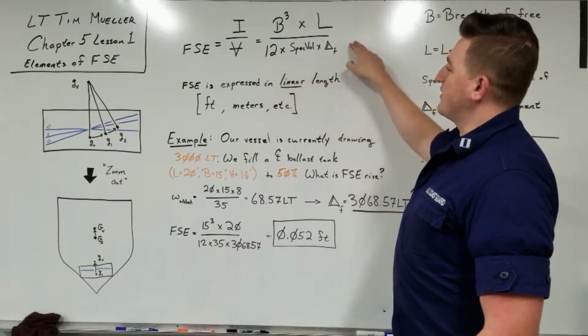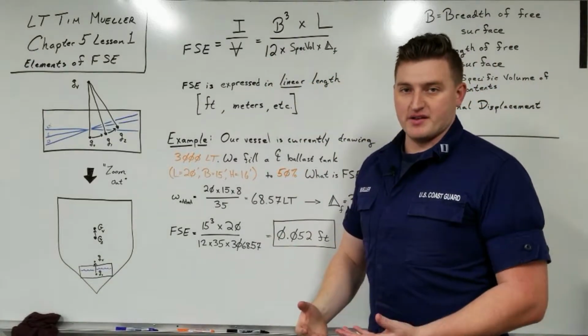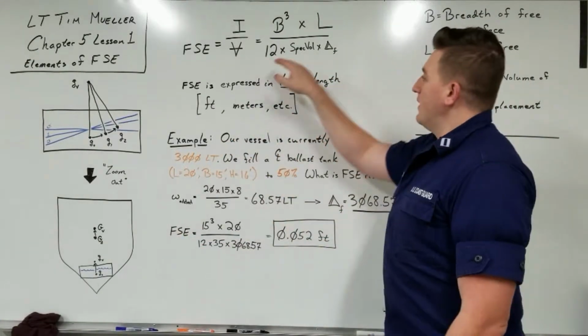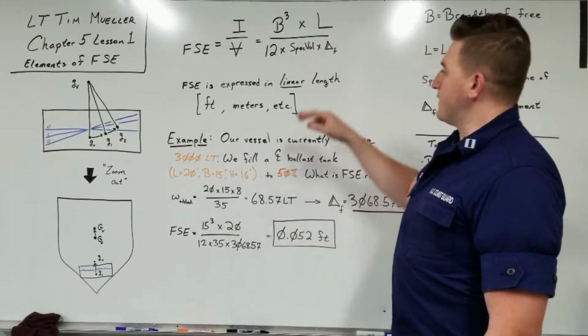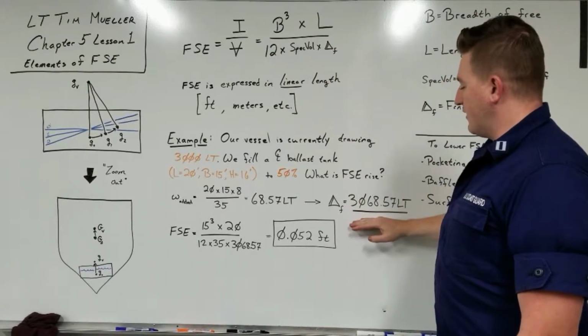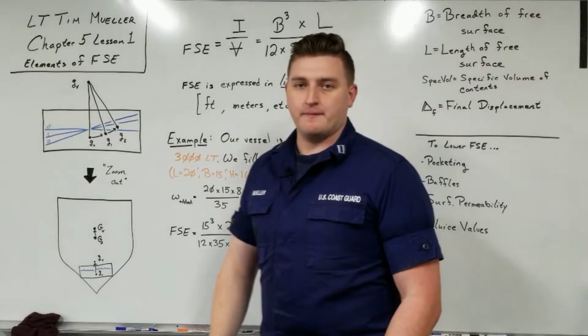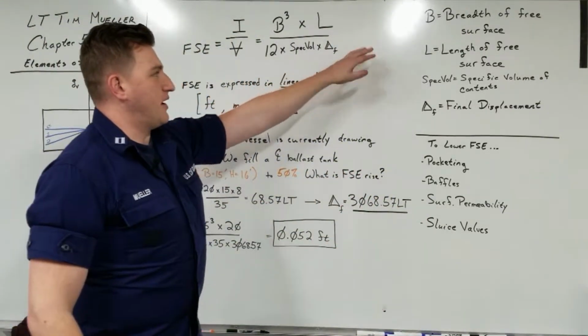Next, let's do our denominator, the bottom here. 12 is just a number that comes from physics, and we'll see that in the next video. Specific volume is 35 cubic feet per long ton, since we're dealing with saltwater. And then this capital delta F is what we solved for here, 3,068.57. We multiply those 3 numbers together, and we get the number for the denominator.